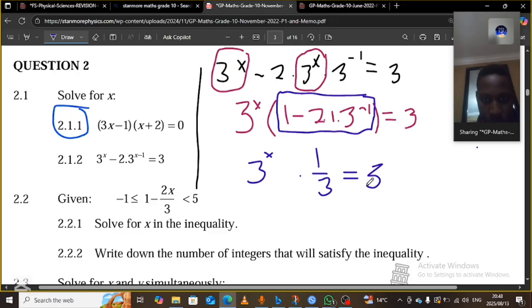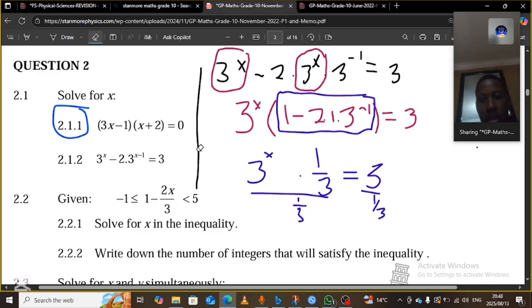But always, every time, check. Simplify everything that is inside the brackets first. And then after punching that on your calculator, you're getting 1 over 3, right? And then divide both sides by 1 over 3. And then what are you getting? You're getting 3 to the power of x, and the other side is going to be 9.